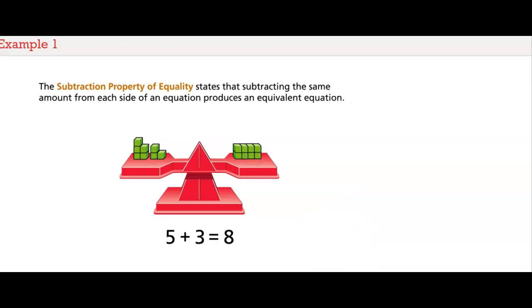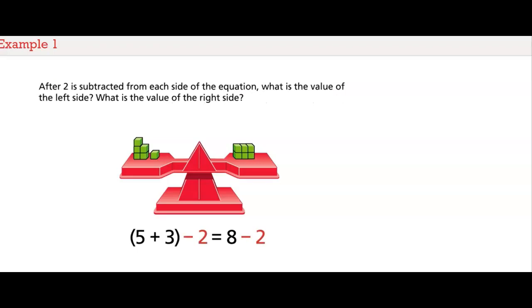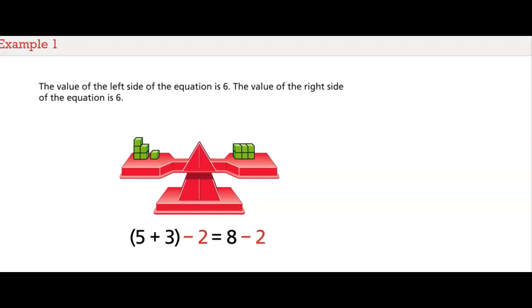The subtraction property of equality states that subtracting the same amount from each side of an equation produces an equivalent equation. After 2 is subtracted from each side of the equation, what is the value of the left side? What is the value of the right side? The value of the left side of the equation is 6. The value of the right side of the equation is 6.